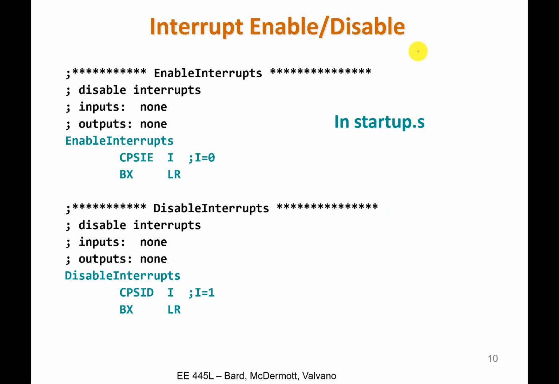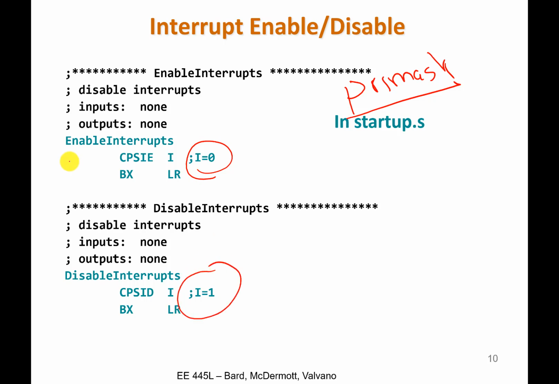All right. There's also the I bit. The I bit is in the processor. It's in the PRIMASK register inside the processor, and I equals 0 means enable, I equals 1 means disabled. In our code, we're going to call these two functions to enable and disable. And again, disabling interrupts doesn't dismiss the interrupts, it postpones them.